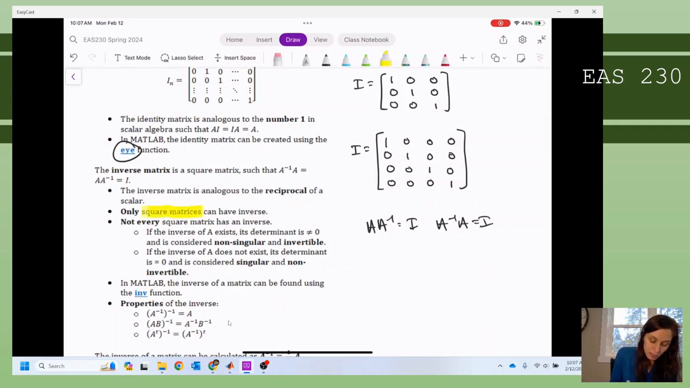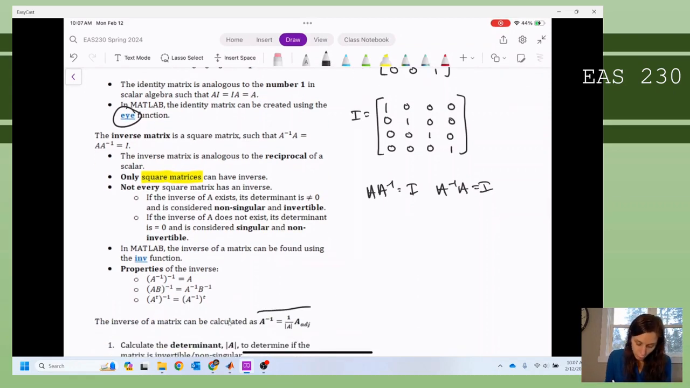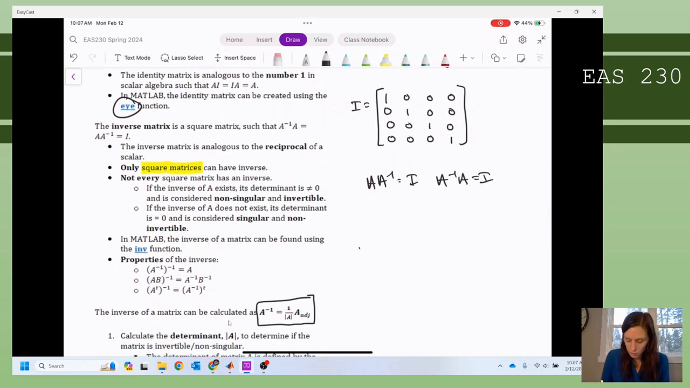Only square matrices can have the inverse, and not every square matrix has an inverse. So here we have the equation in order to find the inverse of a matrix. A inverse equals 1 over what's called the determinant. So this is the determinant of a matrix. It's not the absolute value. It is determinant of a matrix. So 1 over the determinant of a matrix times A adjoint. And we can see that if we have 1 over the determinant, that means if our determinant equals 0, then math blows up. We cannot have that situation.